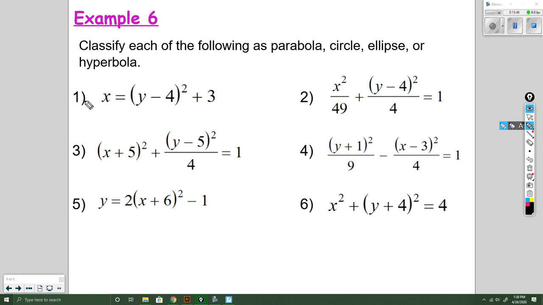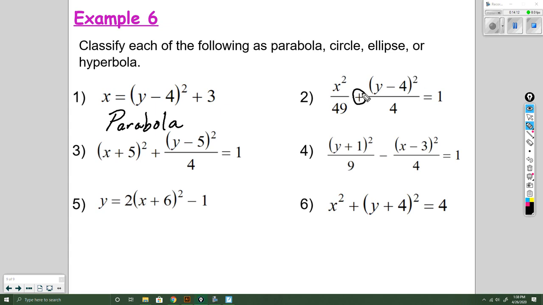So for number 1, we have, notice, only one of these quantities being squared. So in circles, ellipses, and hyperbolas, we have both x's, like the x and y being squared. So in this case, this has got to be a parabola. Only one of those variables are being squared.